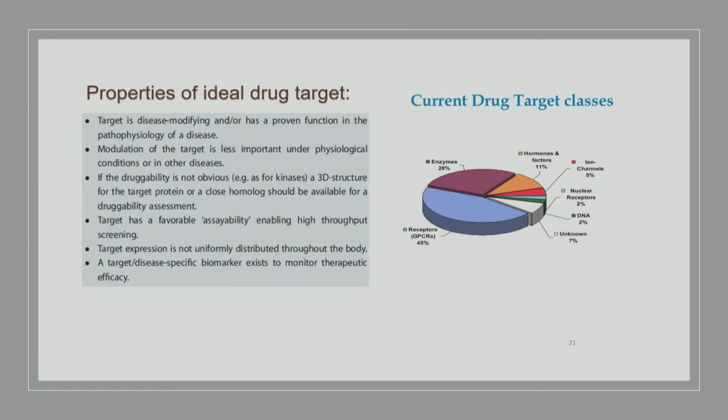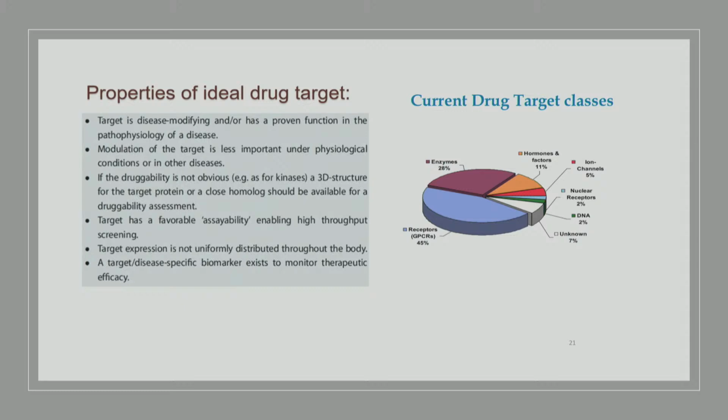And there are some key properties for selecting the ideal drug target. The first thing is whether it is disease modifying and has a proven function in the pathophysiology of a disease or not. And modulation of the target is very important. If the druggability is not obvious, a three-dimensional structure for the target protein or a close homologue should be available. For example, KRAS is a better example. It doesn't have any active site. So whatever inhibitors have been identified so far, like sotorasib or adagrasib, are covalent inhibitors.